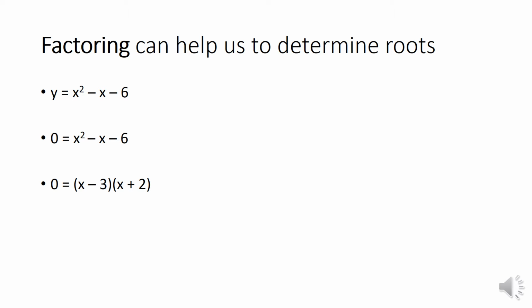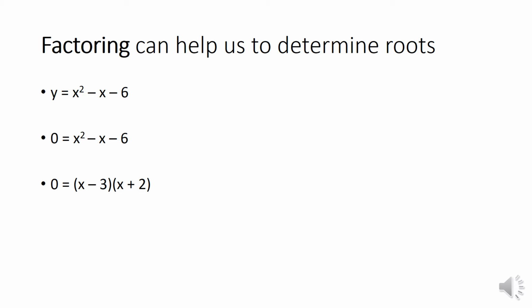Because remember, negative 3 times positive 2 is equal to negative 6, and negative 3 plus positive 2 is equal to negative 1. And in that equation where it says x squared minus x, the implicit coefficient before that x is a negative 1. It's x squared minus 1x minus 6. Negative 3 plus 2 is equal to negative 1. So they add up to that coefficient properly.